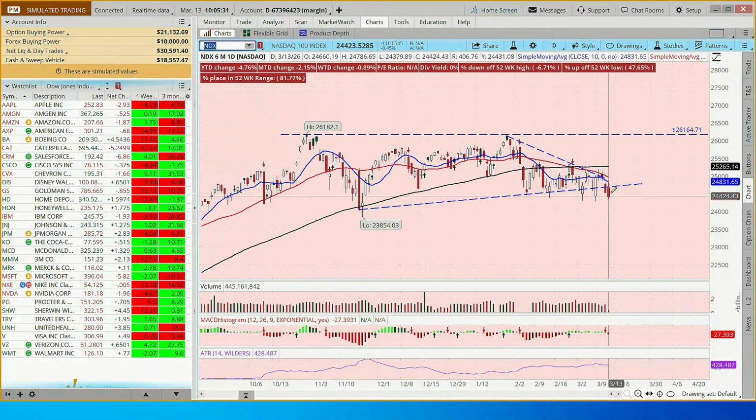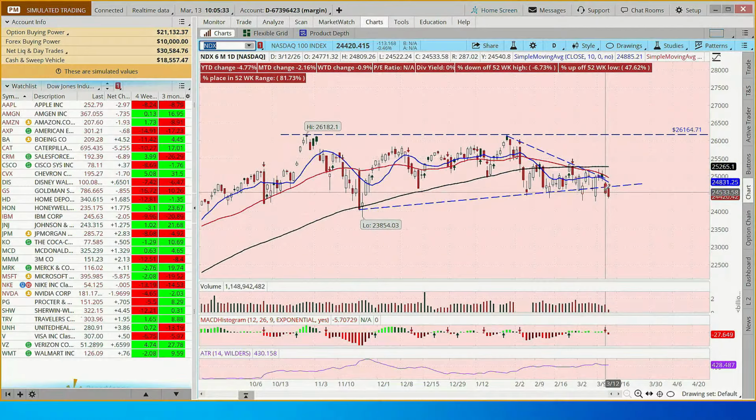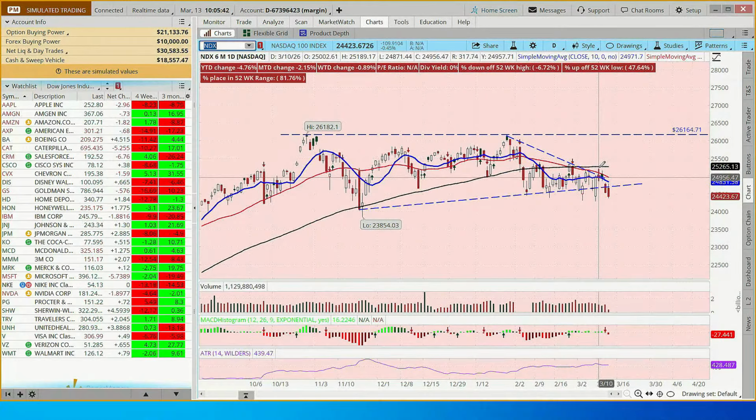And, you know, this is kind of knocking on the door, but it is below the 10, it's below the 30, and it's below the 100-day moving average. So none of those warm the hearts of a bullish investor.